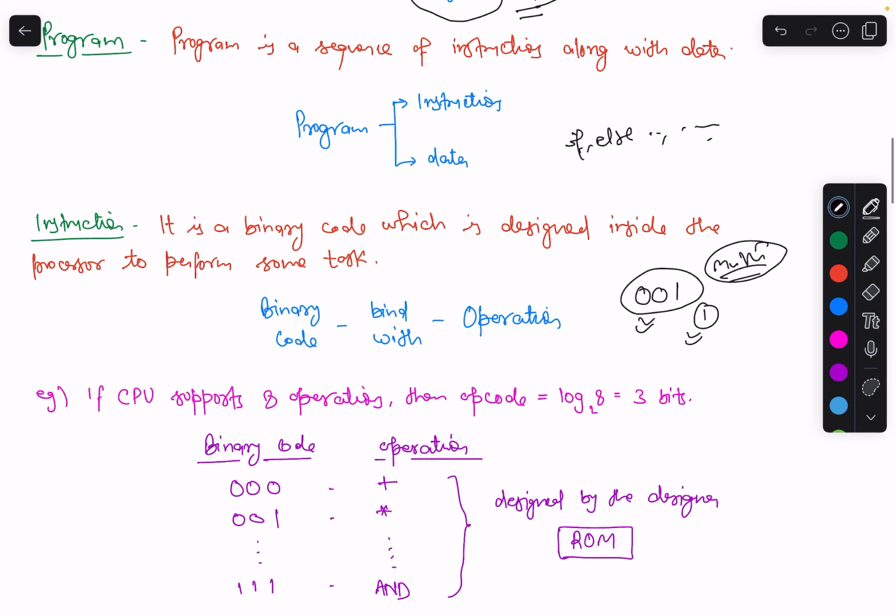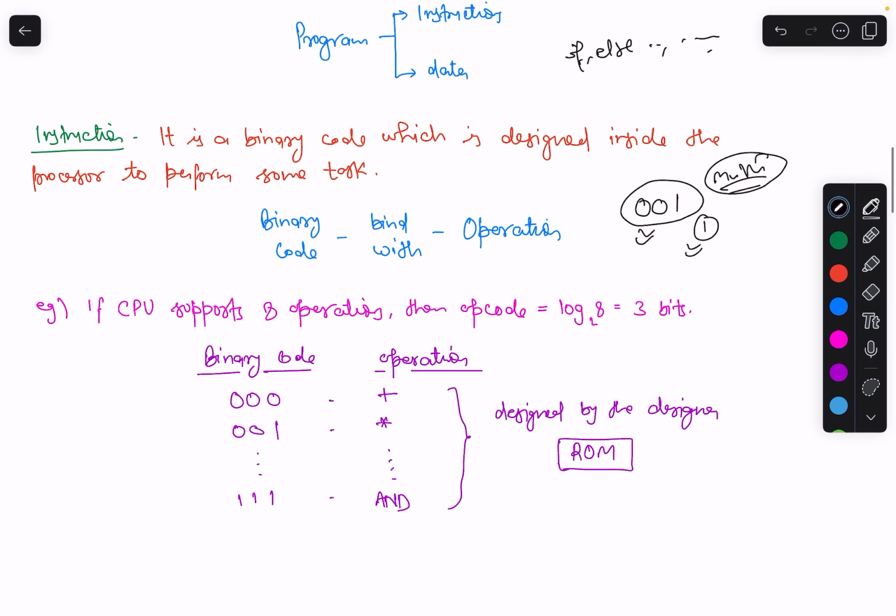So we have some binary code, and if we bind this binary code with an operation, it will become an instruction. Let's see an example. Suppose we have a CPU which supports 8 operations. The operations could be simple ones, such as add, multiply, division, subtract, and, or, not. Only 8 operations. The modern CPU supports hundreds and thousands of operations, but just for an example, we have this CPU with 8 operations.